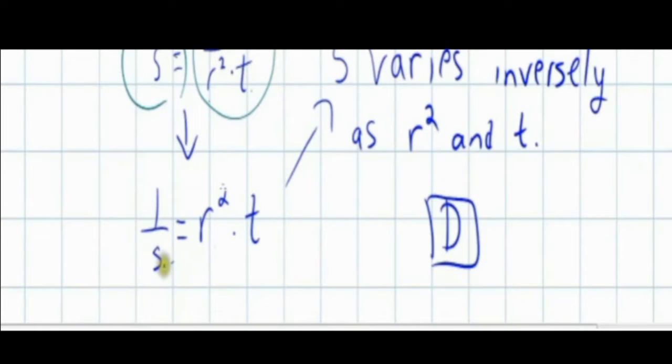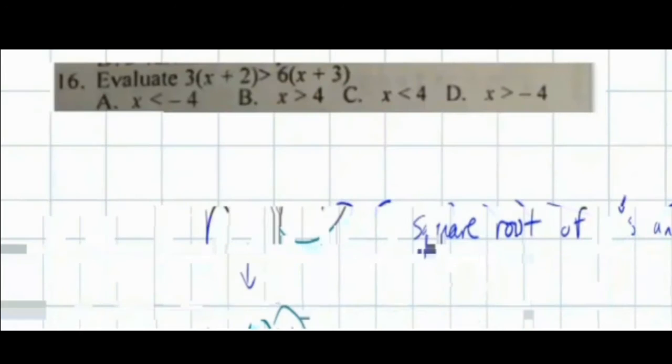So what is this saying? This is saying that S varies inversely as R squared and T. Because R squared and T are together, and S varies inversely with it because it's inverted. And so that's your option D.